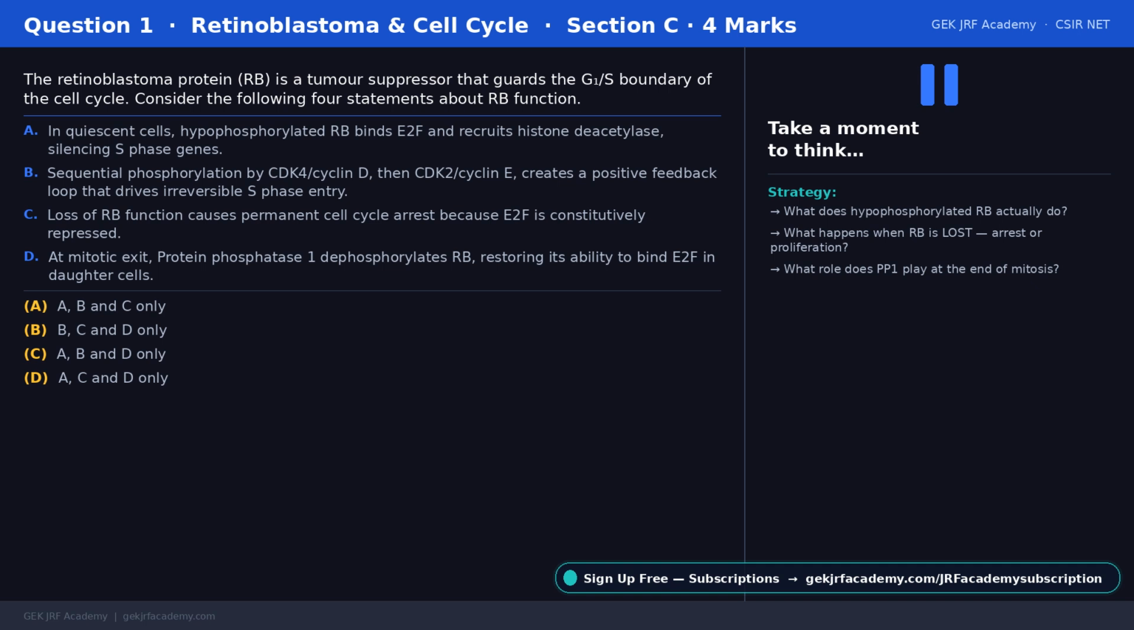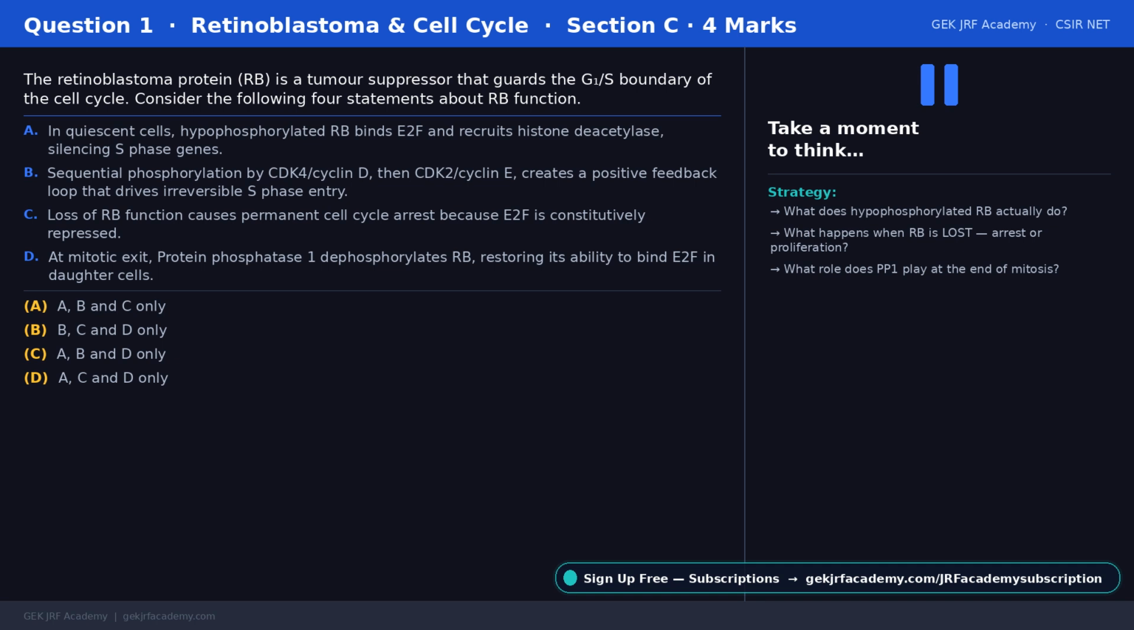Question 1. Section C pattern. 4 marks. Assertive type. The retinoblastoma protein, RB, is a tumor suppressor that guards the G1S boundary of the cell cycle. Consider the following 4 statements about RB function. Statement A. In quiescent cells, hyperphosphorylated RB binds E2F and recruits histone deacetylase, silencing S-phase genes.